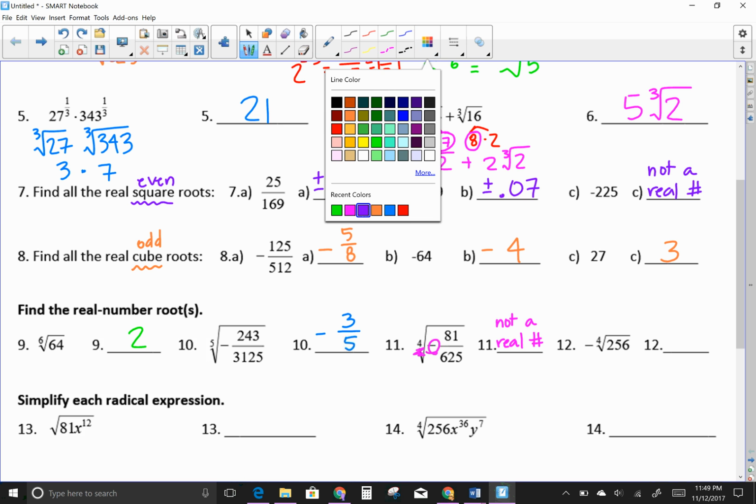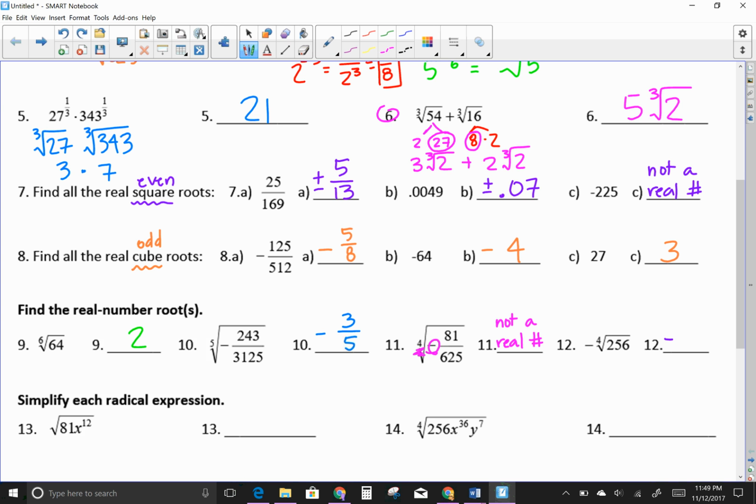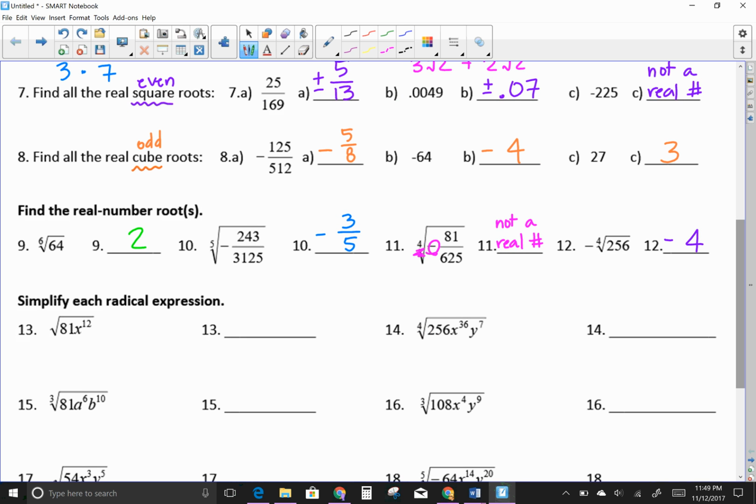Okay. Next, the negative is on the outside. It is not on the inside like we had on number 11, so that means my answer is negative, and the 4th root of 256 is 4. So just pay attention to those little details and we won't have any trouble. Okay, next.